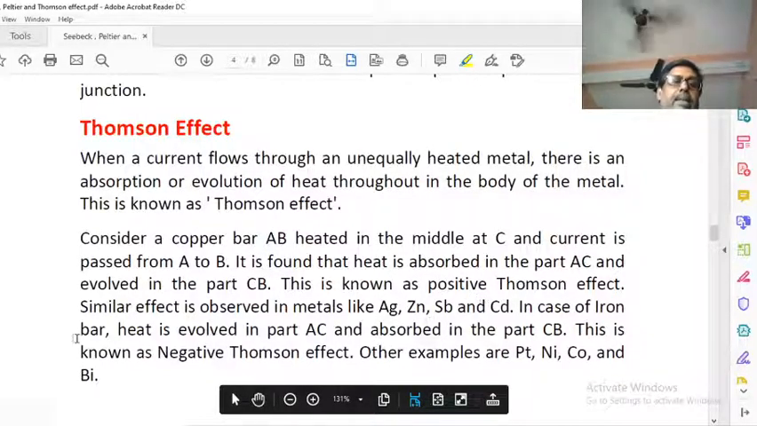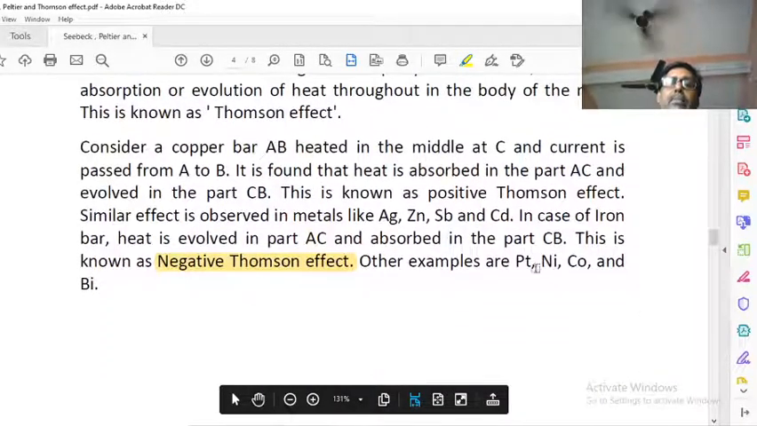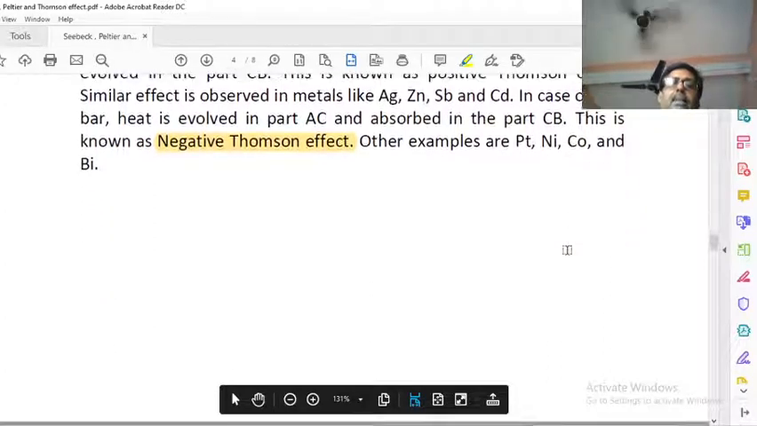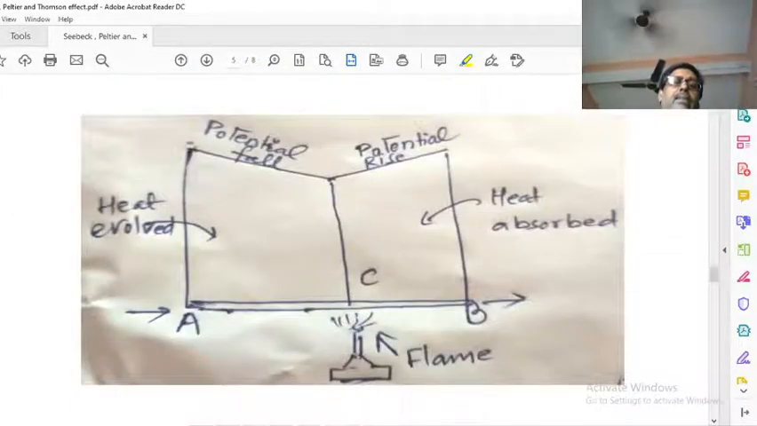In case of an iron bar, heat is evolved in part A and absorbed in part C. This is known as the negative Thomson effect. So these are the examples of negative metals which have negative coefficient. For the negative effect, the case is reversed.